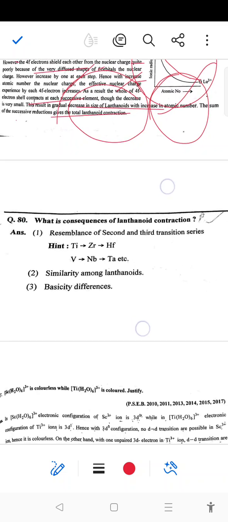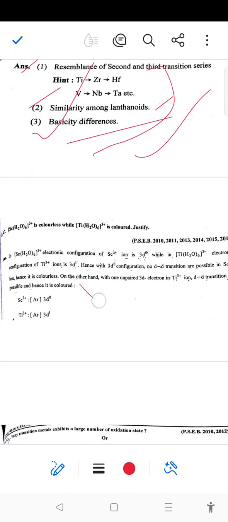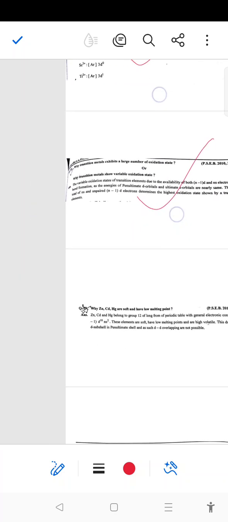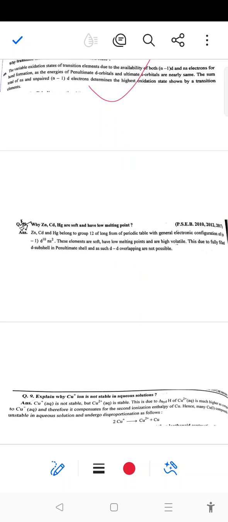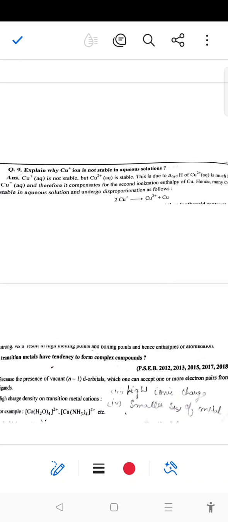Next are the consequences of lanthanoid contraction. It shows similarity in the properties of zirconium and hafnium, and niobium and tantalum, and similarly among other elements. Basicity difference is also a consequence of lanthanoid contraction. Colored compounds and variable oxidation state are already done, and zinc, cadmium, mercury having low melting point is already done. Next, explain why copper 1 positive ion is not stable in aqueous state.